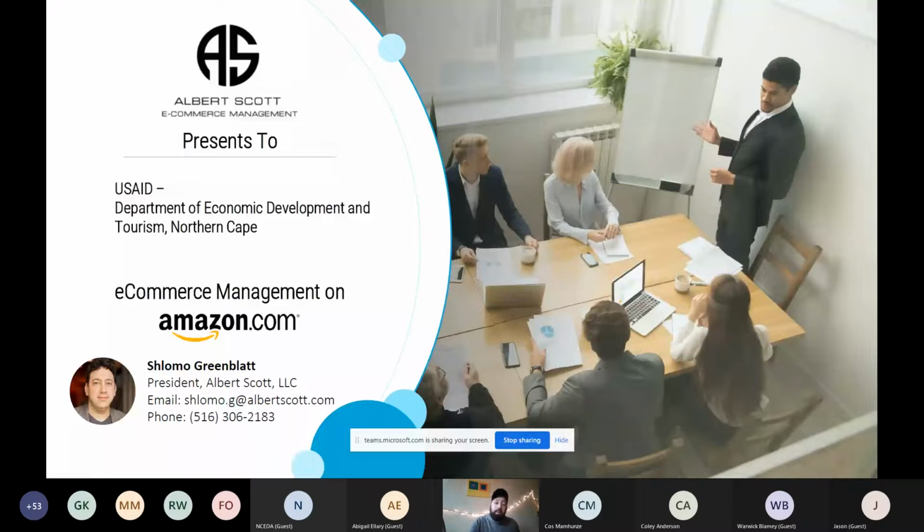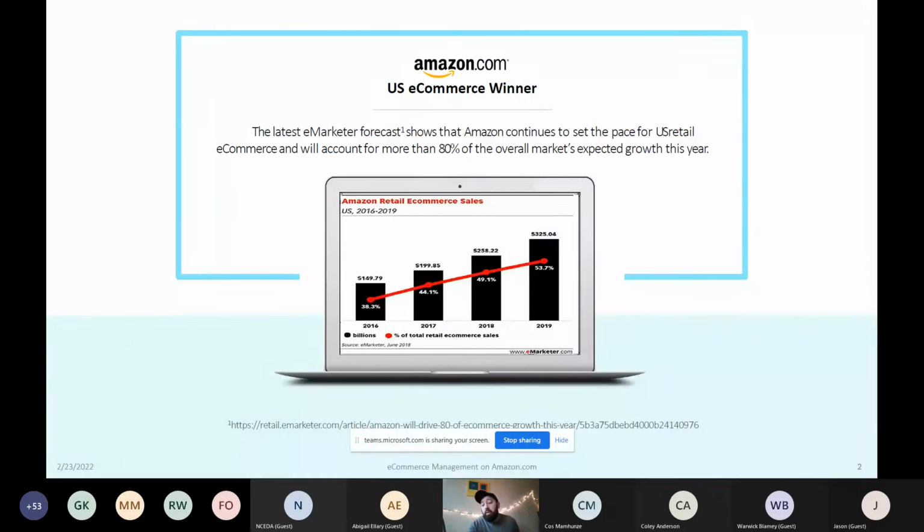So jumping to it, when we talk about e-commerce in the United States, we're actually talking about Amazon. Amazon is the winner of e-commerce in the United States. They are by far the largest seller online. There's no really close second. Walmart is 10% of what Amazon is. So when it comes to sales online, we're talking particularly about Amazon, and that's the focus of this presentation.